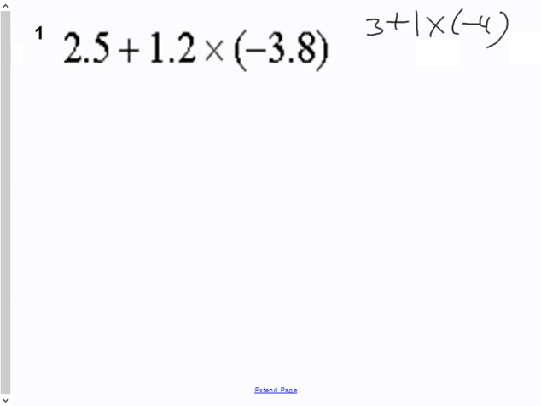Now I'm going to estimate without a calculator, just using my BEDMAS skills. It's going to be 3 plus negative 4. So my estimation is going to be negative 1 for this particular one. So I know my answer is going to be negative when I do the work.